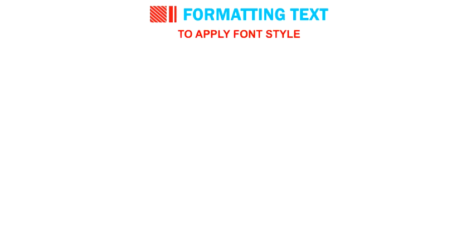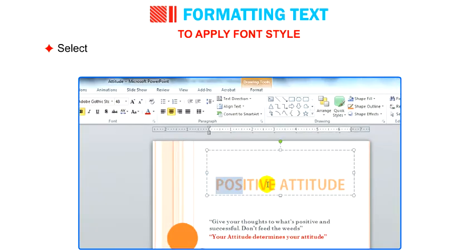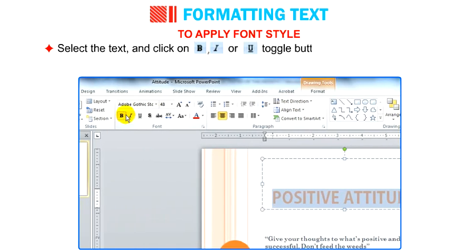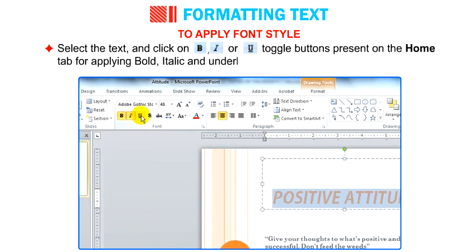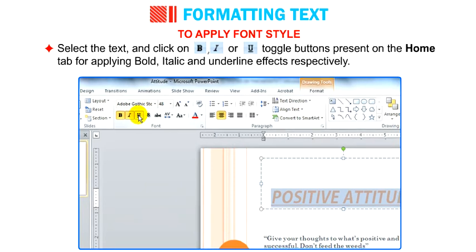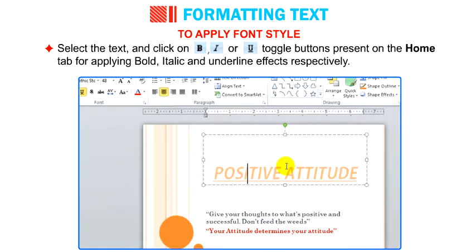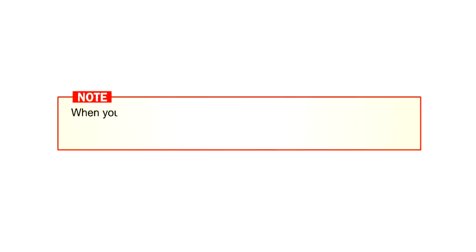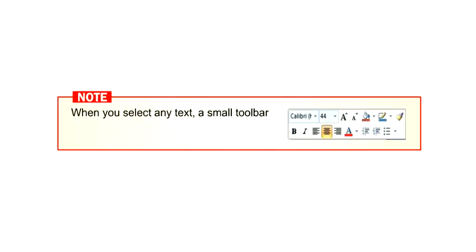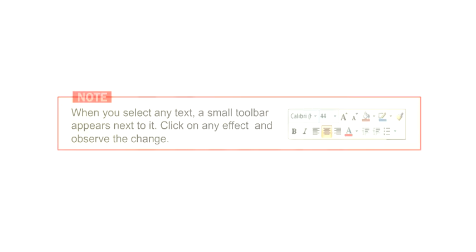To apply font style, select the text and click on or toggle buttons present on the Home tab for applying bold, italic and underline effects respectively. Okay, students, note when you select any text, a small toolbar appears next to it. Click on any effect and observe the change.